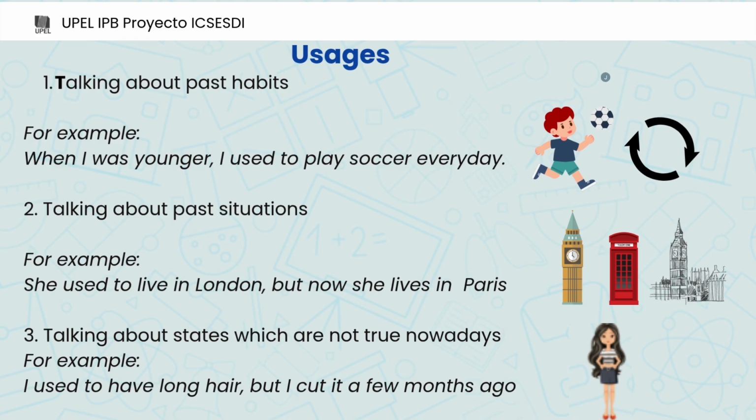Number two, talking about past situations. For example, she used to live in London, but now she lives in Paris. So it's part of my past situation. I lived in London, but now I don't. I don't live there anymore.